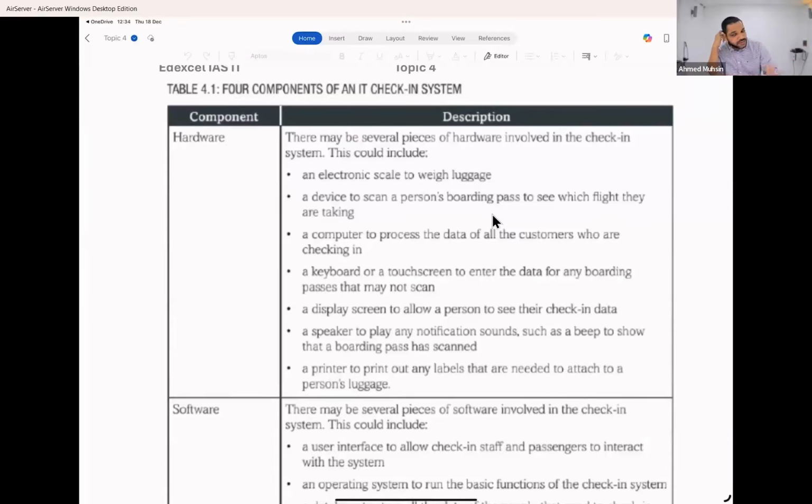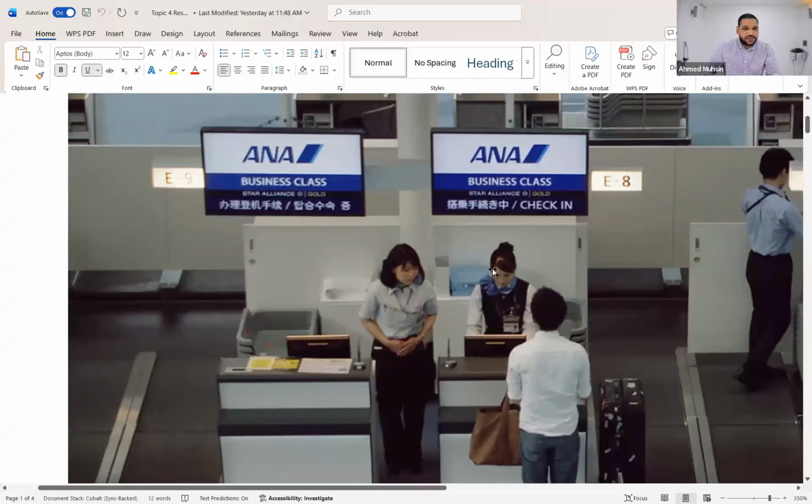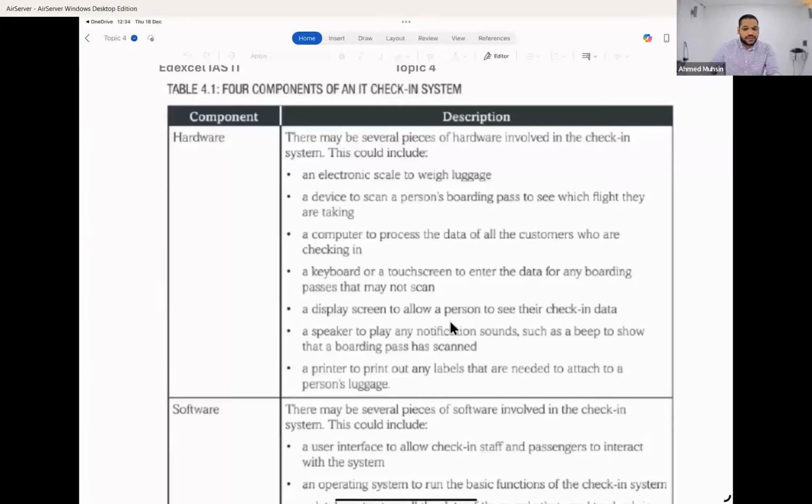A computer to process the data. Everyone saw that now? Over here the computer is what they will be using to process your data. Another hardware, a keyboard. A display screen to allow a person to see their check-in data. A speaker to play any notification sounds. A printer to print out any labels that are needed to attach to a person's luggage. Guys, these are examples of hardware equipment at a check-in counter.